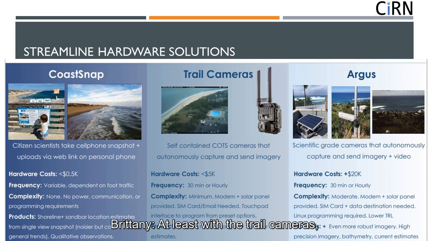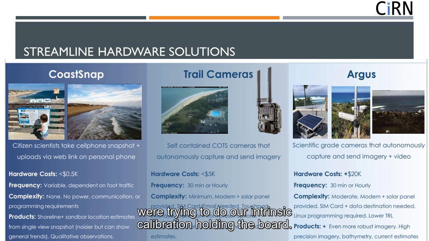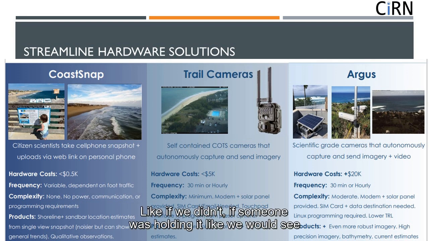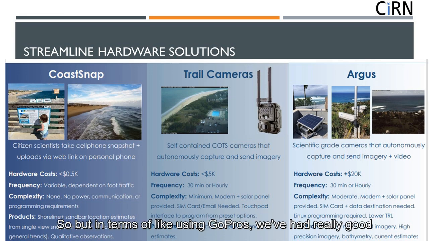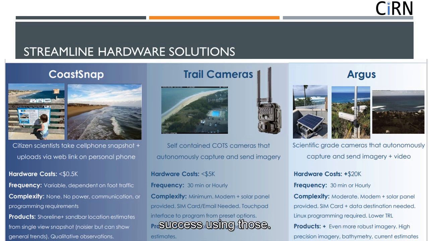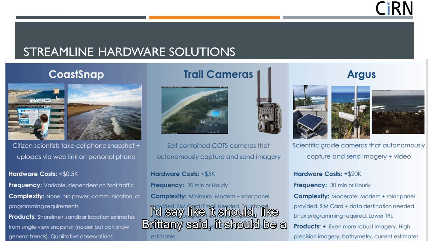At least with the trail cameras, we found that they have a very slow rolling shutter. Just where we were trying to do our intrinsic calibration, holding the board, if someone was holding it, we would see the board move halfway, it was that sensitive. But in terms of using GoPros, we've had really good success using those. So I think it's the quality of the camera as well. I don't know if that's a parameter that people advertise.